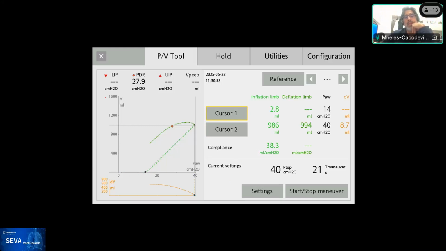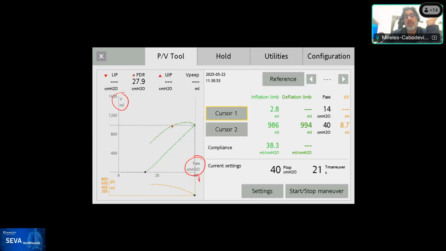and just for those that have not seen a PV tool done before, essentially you inject air into the lung. The ventilator just provides very low flow, slowly, so that there's no resistive load, and then measures the volume on the y-axis and the pressure on the x-axis. So here you can see pressure, and you can see volume.